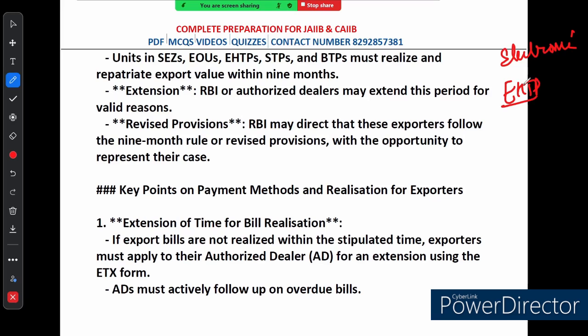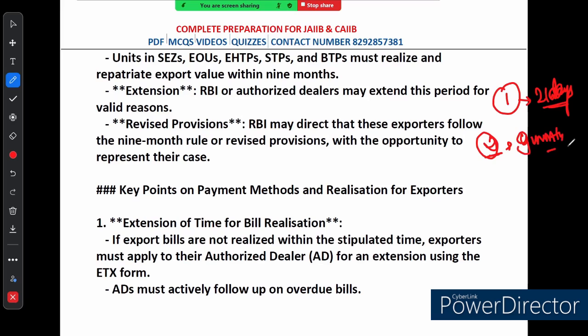So now let's sum up what we have covered. First thing first, you need to submit your export documents to your bank, that is the AD, authorized dealer, within 21 days. 21 days, first key point. But late submission is allowed for valid reasons. Second thing is that payment should be realized and brought back to India within 9 months from the date of export, with an exception of warehouse exports or valid delays. And the third thing we have discussed, exporters from SEZ, a special economic zone, and other special units must follow the same 9-month rule, but extension can be granted, right? So this is all we have covered in this particular slide.